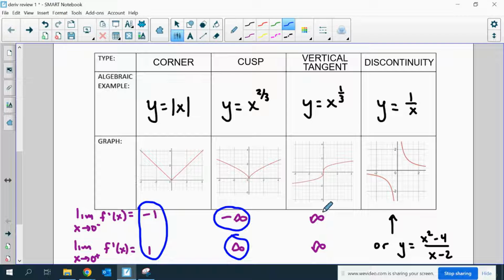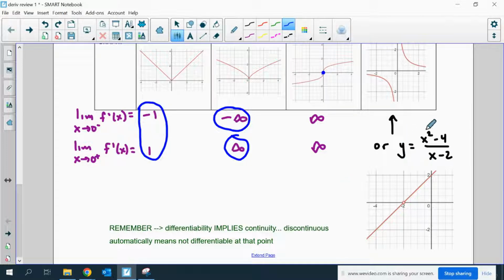Vertical tangents are where the derivative is infinity at a point, and then it goes off to something else. So the tangent line ends up being vertical at that point. And then any discontinuity also gives you something that is not differentiable. So for example, y equals 1 over x, you have a vertical asymptote. This function, which ends up having a hole, or any other type of discontinuity, a jump or something like that.